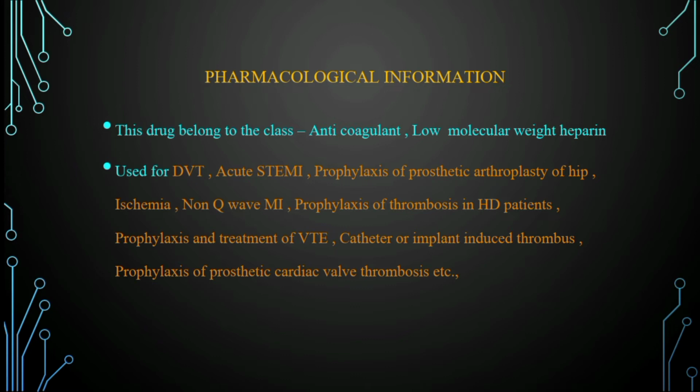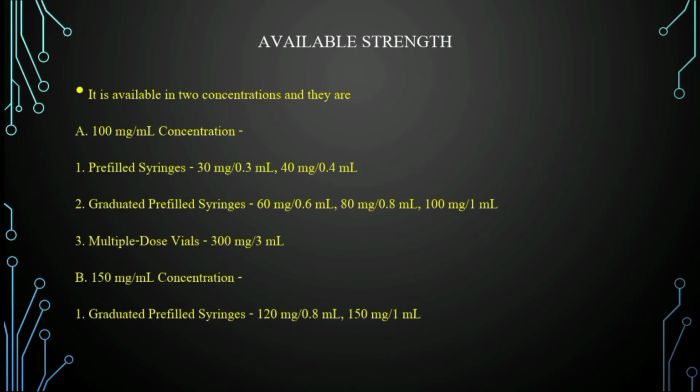And catheter or implant induced thrombus means the thrombus, that is the blood clot, that is formed because of a catheter or any other implant, and the prosthetic cardiac valve thrombosis. So mostly for the thrombosis conditions, for prophylaxis and also for the treatment, this enoxaparin is mostly used. Now coming to their available strengths, enoxaparin is available in two concentrations.